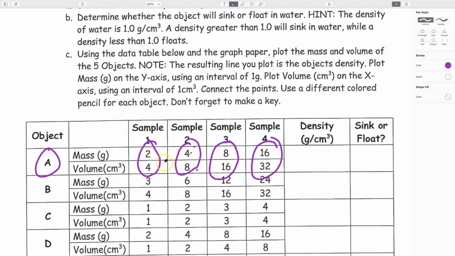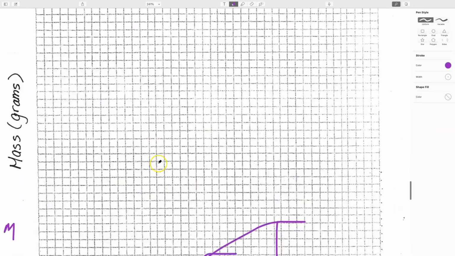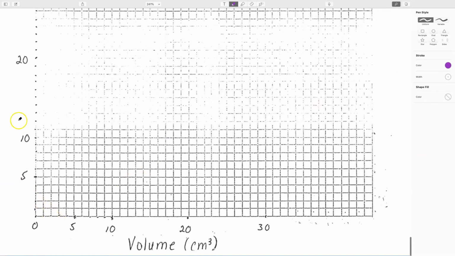So 2 and 4. If I go to my procedure C graph, or procedure 3 graph, okay, my mass is found here, so I'll put an M for mass. Obviously you can see the volume.